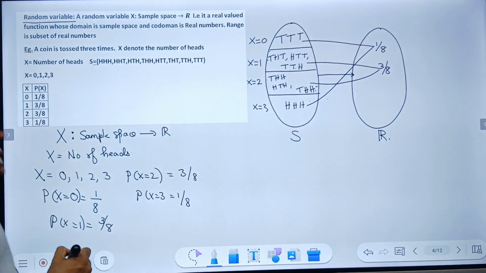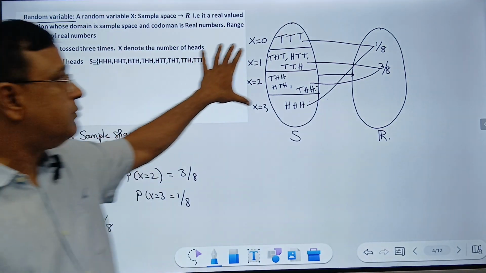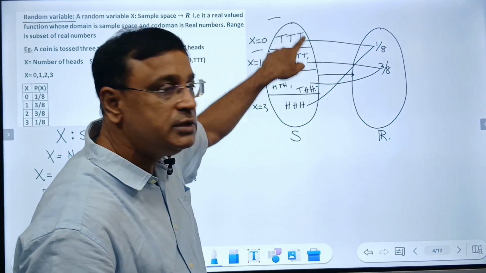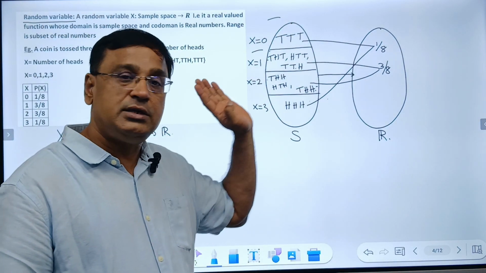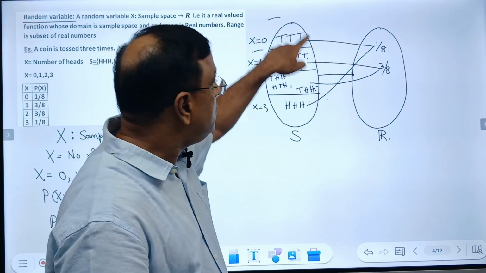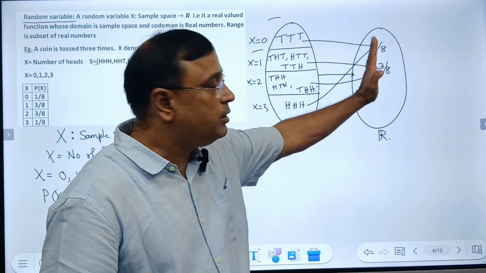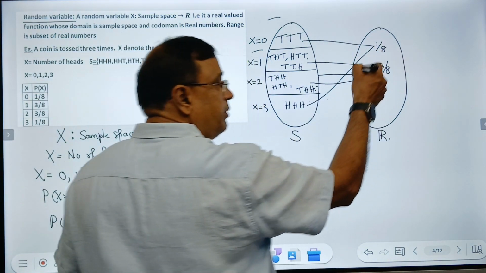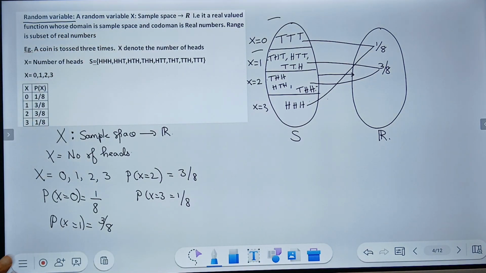So now you understand the definition. A random variable is a function. It's a function which takes what? Which takes the set of all elements in the sample space. So all the elements should be exhausted. If elements are not exhausted, it's a problem. It takes all the elements in the sample space to a number. And what is my range? My range is 1 by 8 and 3 by 8. That is what is mentioned here.